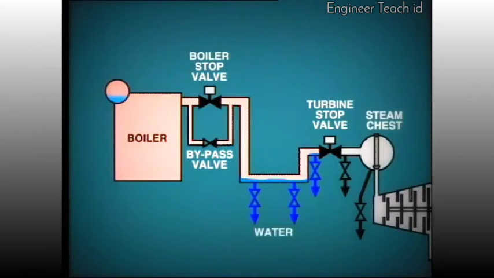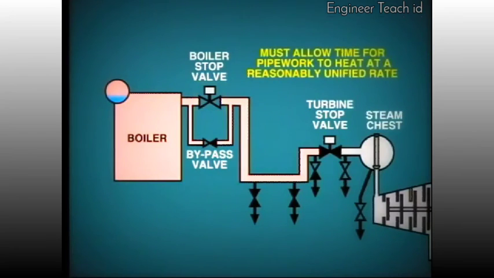Initially, water will discharge from the open drain lines, but eventually, as the piping warms up, this will turn to vapor as less condensate is produced. The drain valves can then be closed, except the before stop valve drain, which should be left partially open. During this time, the pressure in the pipework should be building to a level equivalent to the boiler pressure and allow the boiler stop valve to be opened. This maneuver cannot be accomplished too quickly, as we must allow time for the pipework to heat at a reasonably uniform rate. The whole operation could take as long as 45 minutes or more.